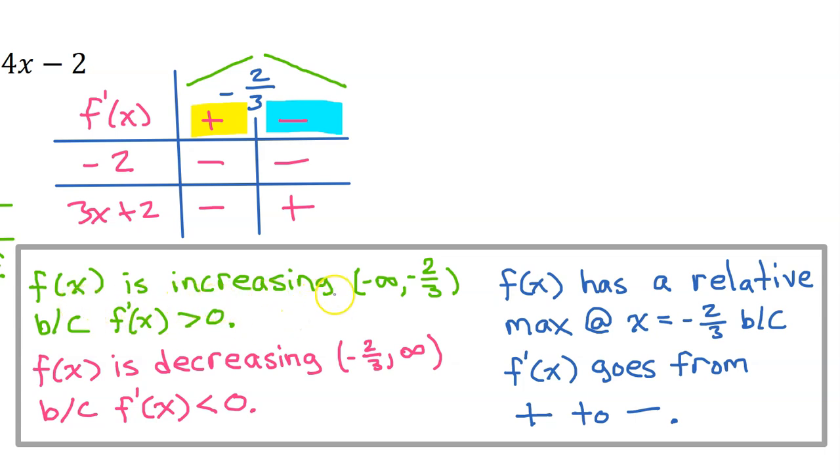F of x is increasing from negative infinity to negative 2/3 because f prime is positive. F of x is decreasing from negative 2/3 to infinity because f prime is negative. F of x has a relative max at x equals negative 2/3 because f prime goes from positive to negative.